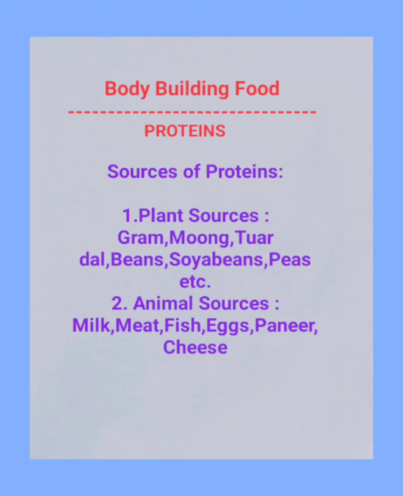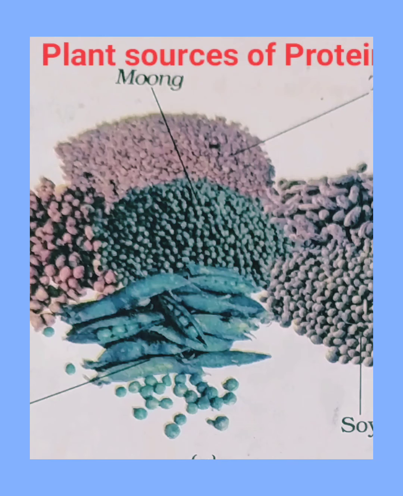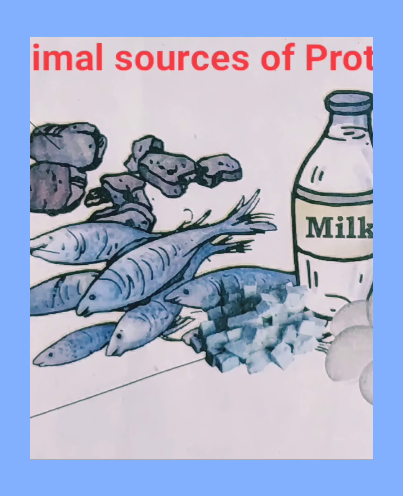Then what are the sources of proteins? Proteins also come from plant sources and animal sources. What are the plant sources? Gram, moong, tur dal, beans, soybeans, peas are the plant sources of proteins. What are the animal sources of proteins? Meat, fish, paneer, eggs, and milk are the animal sources of proteins.